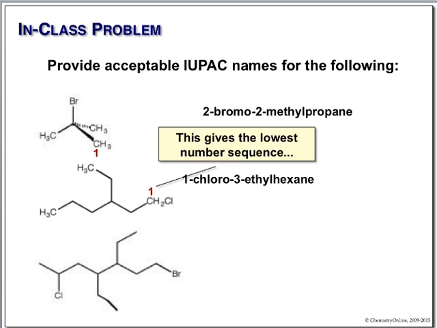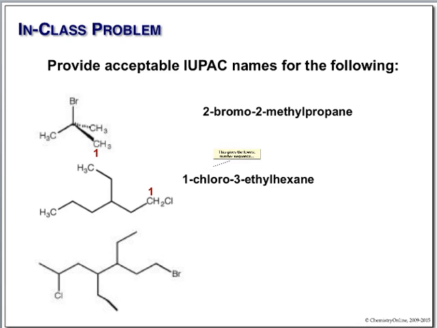Our next longest chain here is going to be 1, 2, 3, 4, 5, 6, 7. So it's a heptane, isn't it? Write heptane down. We have a bromine attached out here at our first carbon. This would be our second carbon if we started numbering there, so we'll let this be carbon 1.